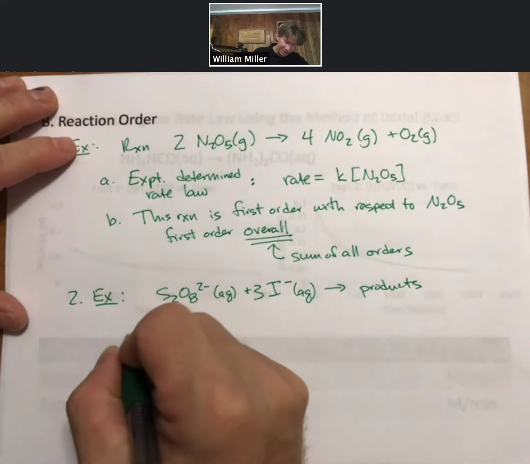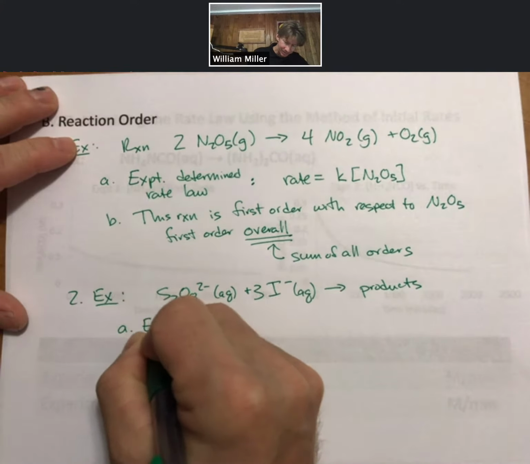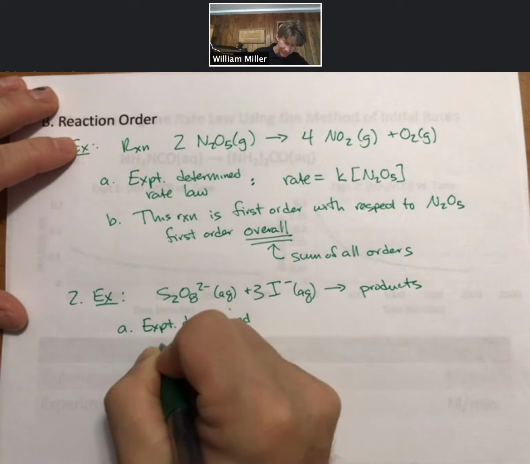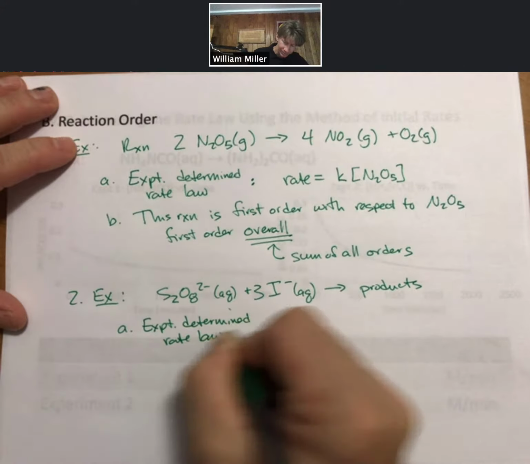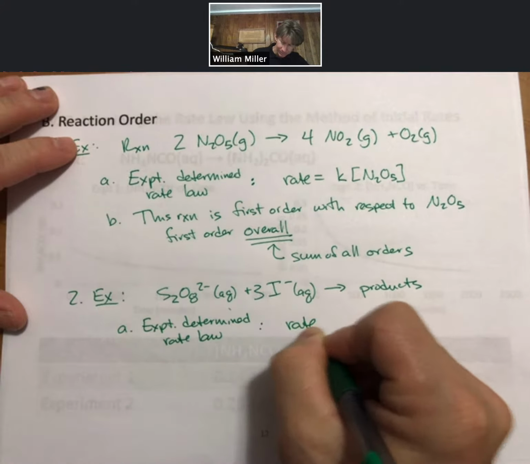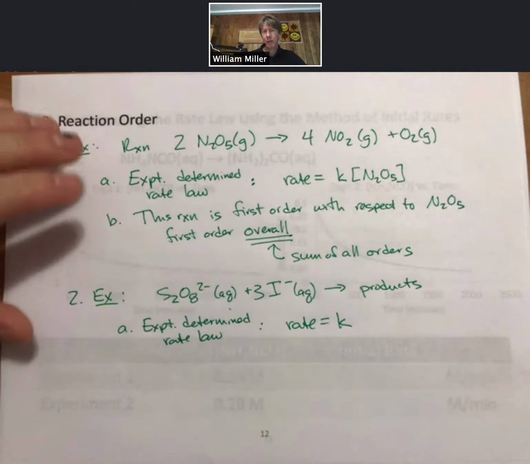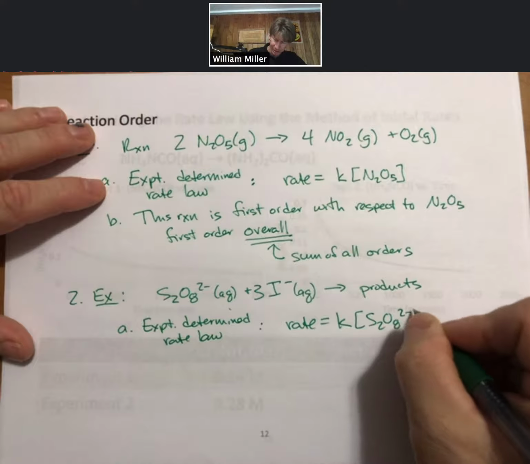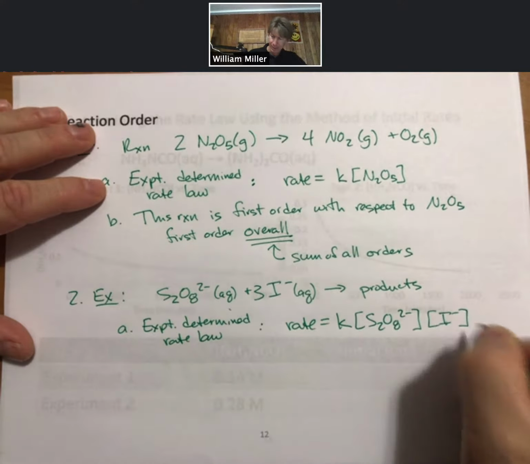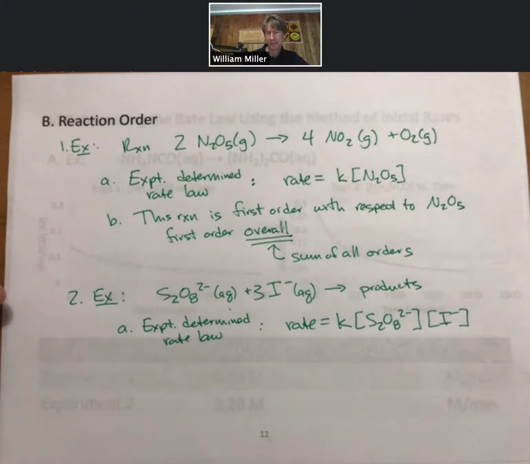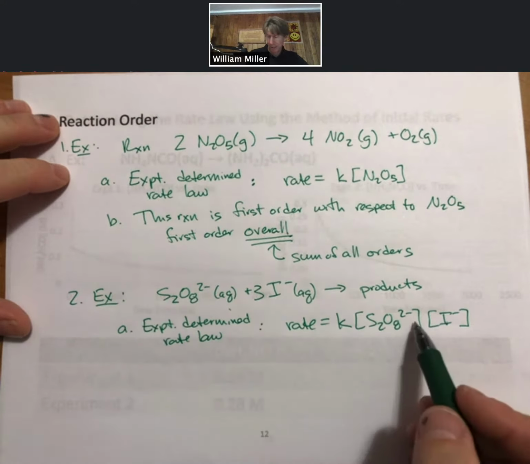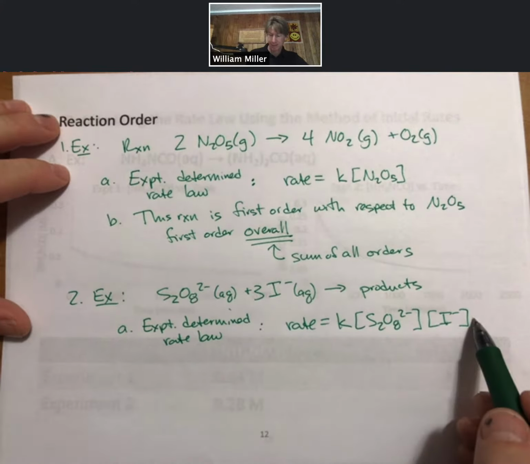But let's suppose that the experimentally determined rate law was rate equals k times the concentration of S2O8 2 minus, times the concentration of I minus. And what you can see is the 1 coefficient is the exponent here. The 3 is different for this one.